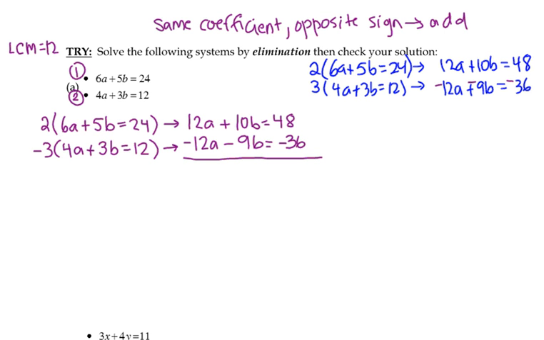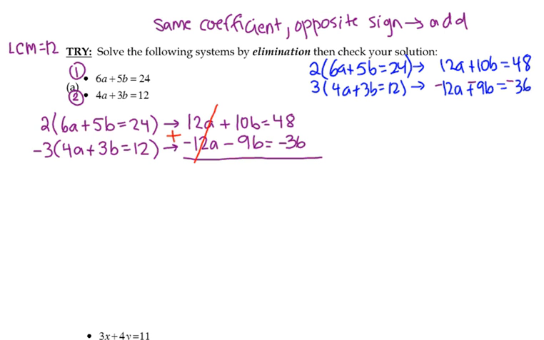12 plus negative 12, because we're adding, is 0. We're adding because the signs are opposite, same numbers. And that's our goal. We want one of them to cancel. That's what we're trying to do, because then we're only left with one variable. What's 10 plus negative 9?